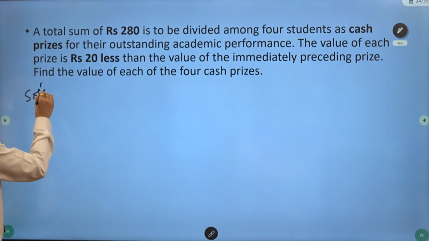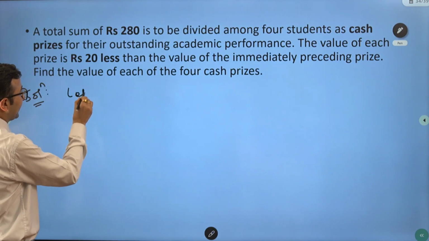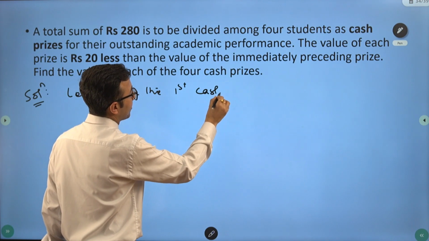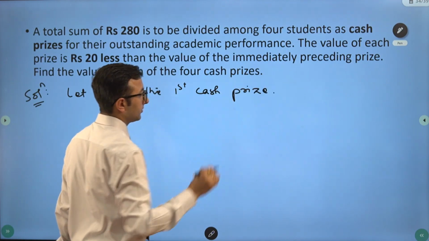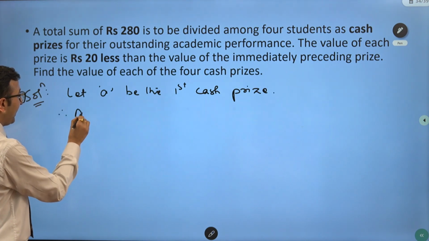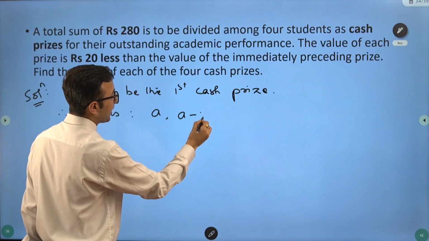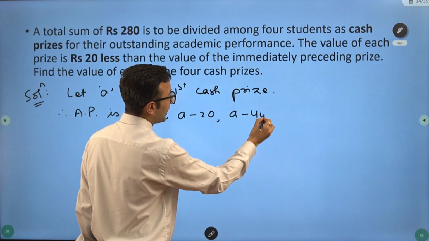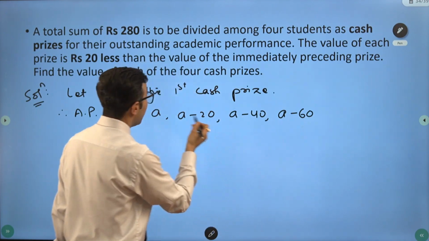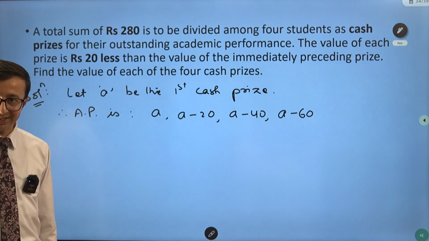So the solution for this: the total sum is 280. Let a be the first cash prize. Therefore, an AP will be formed. The AP is: the first term is a, the second is 20 less than this, a minus 20, another will be a minus 40, and so on, another a minus 60. If you add these 4, it will give us 280 because the sum of these 4 cash prizes is 280.